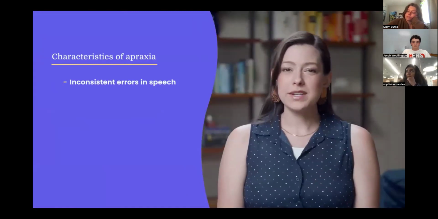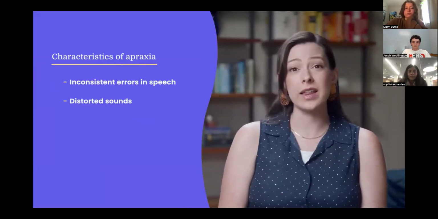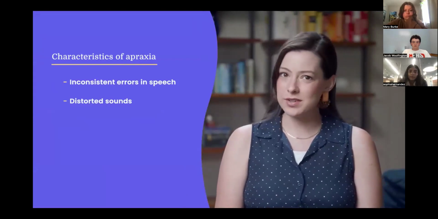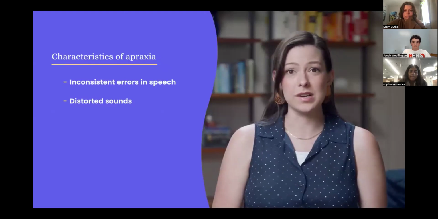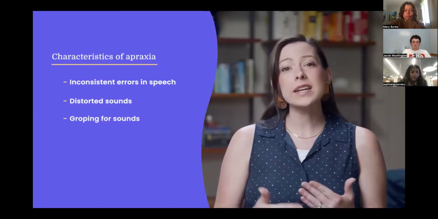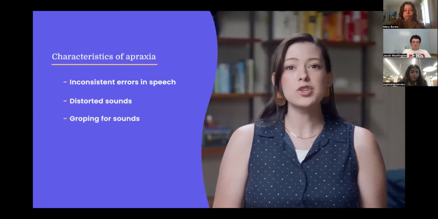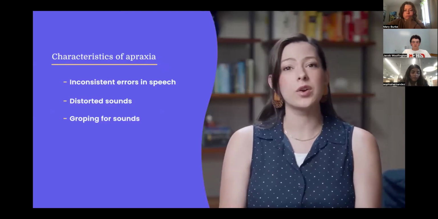People with apraxia may distort their sounds. Because their mouth muscles aren't moving in the right way, sounds often come out incorrectly. Pronouncing vowels can be especially difficult, as well as longer and more complex words. Another characteristic of apraxia is groping for sounds. When trying to say words, people can appear like they're groping and making odd movements with their mouth. They may try saying a word several times before they say it correctly.